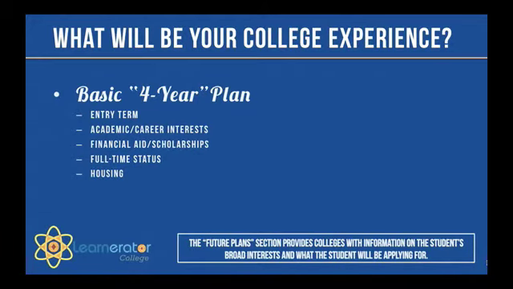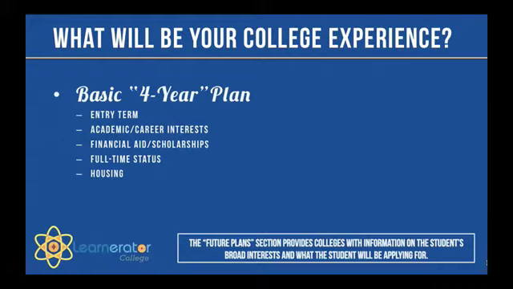Moving on, you get into the basic four-year plan. So this is asking the question of what your college experience is going to be like. In this section of the Common Application, what it's specifically asking you is what time of the year you're planning on entering. Some students decide to enroll immediately in the fall once they graduate from high school, and some students choose to delay their enrollment for a quarter or a semester until the spring. And it also asks you about some of your interests academically and career-wise, whether or not you'll be applying to financial aid or scholarships, and also if you're going to be living on campus full-time or not.